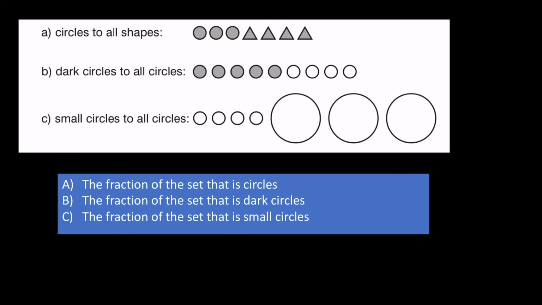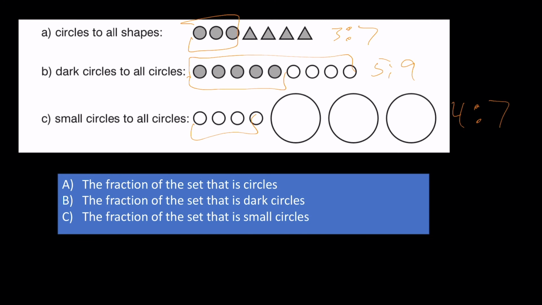Okay, so we're looking at part to whole ratios now. And I have circles to all shapes. So I have 3 circles, and in total I have 7 shapes, right? I have how many dark circles? I have 5 dark circles, and I have 9 circles in total. I have small circles to all circles. Okay, so I have 4 to 7. Now this hopefully reminds you of something.